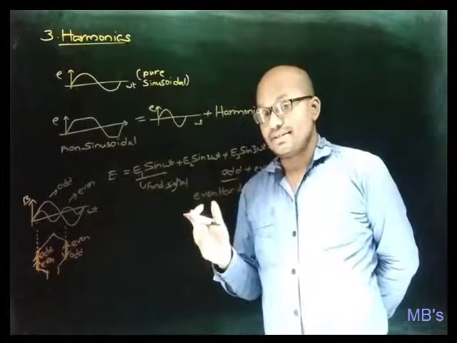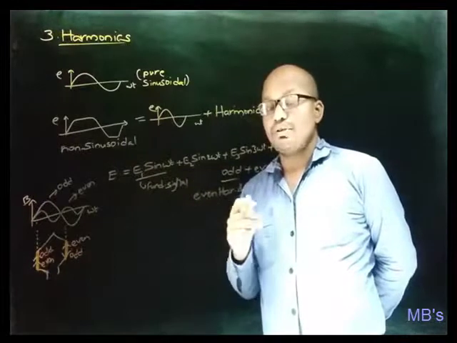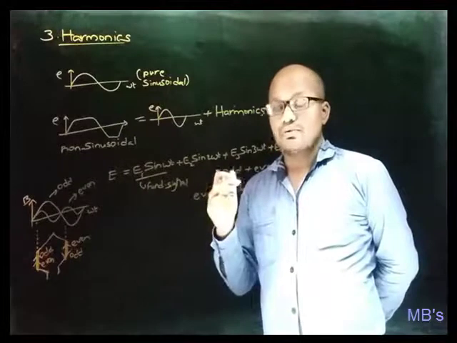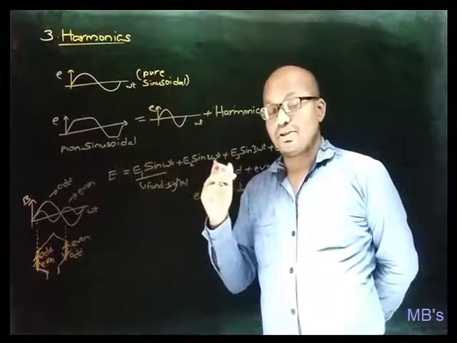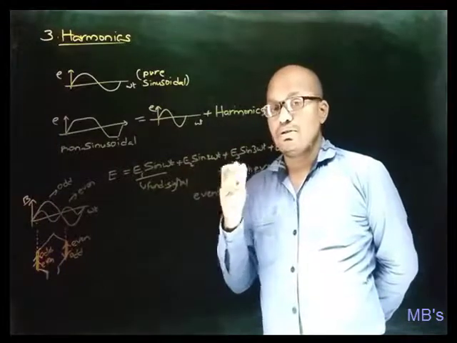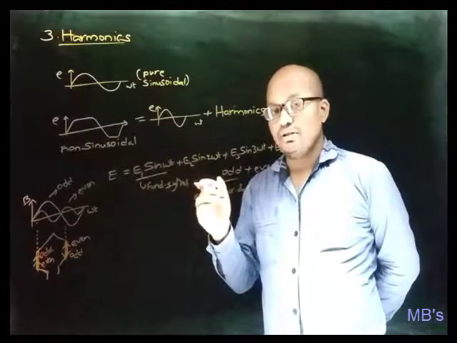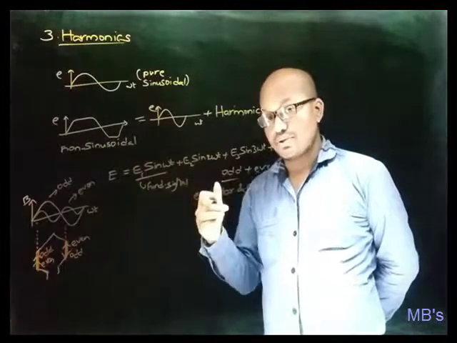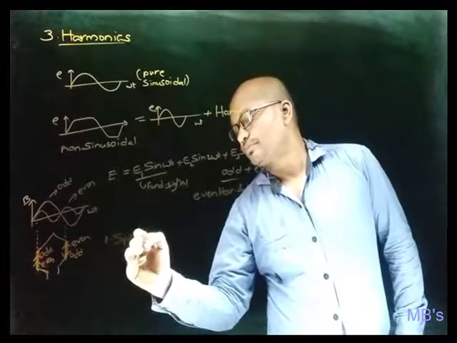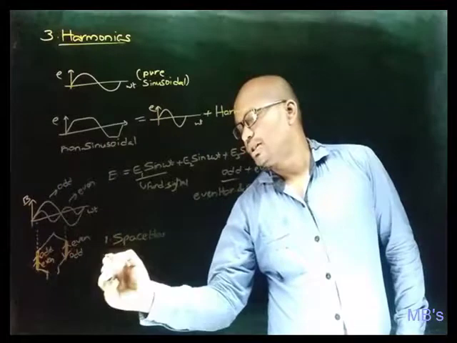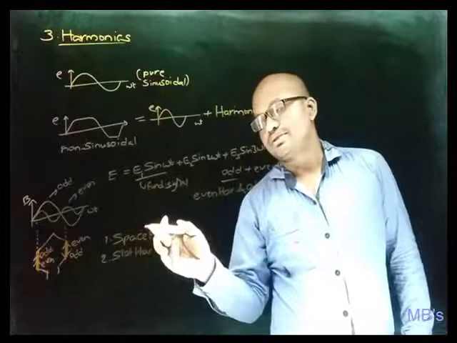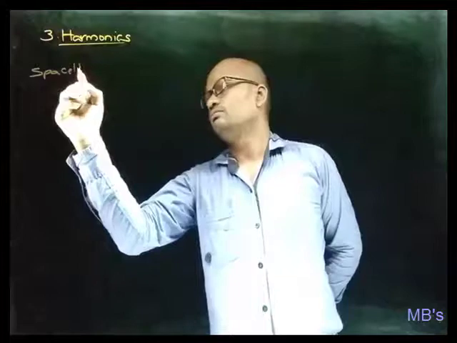Why do these harmonics occur? Because of non-sinusoidal flux distribution in the air gap present between stator and rotor. If the flux distribution in the air gap between stator and rotor is non-sinusoidal, the induced EMF also will be non-sinusoidal, which is not desirable. So to make the induced EMF sinusoidal, we have to make the flux distribution sinusoidal. There are two types of harmonics: space harmonics and slot harmonics. Let us discuss first space harmonics and then slot harmonics.